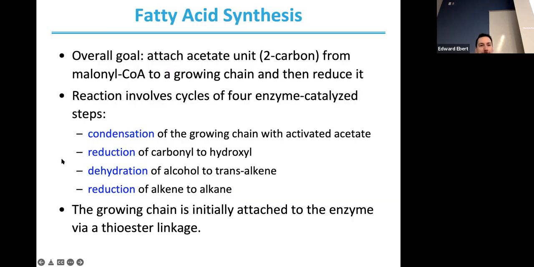So for fatty acid synthesis, our overall goal is to add 2-carbon units to a growing chain and reduce it. We add these carbon units, then reduce. So we have a 4-step process: a condensation, reduction, dehydration, and another reduction. The condensation is where we add the acetate. It's a condensation reaction, so we're going to be removing water. We're going to reduce this carbonyl to a hydroxyl group, so we'll have a C double bond O.